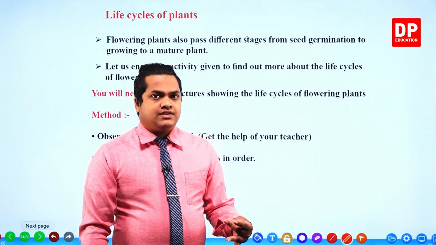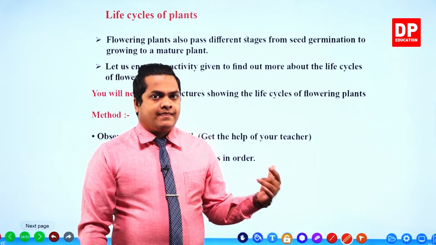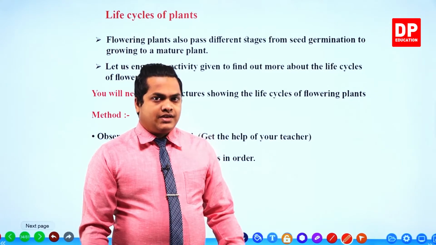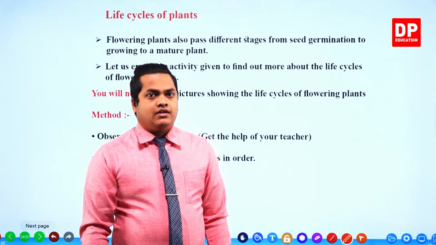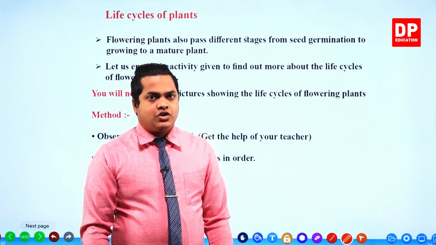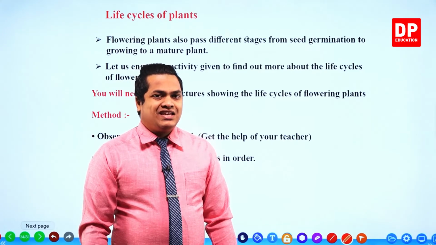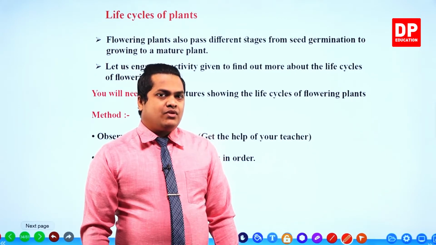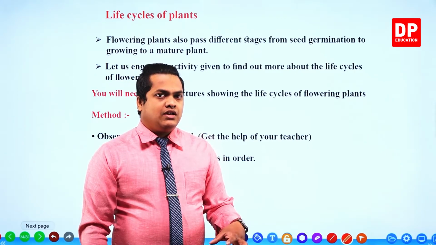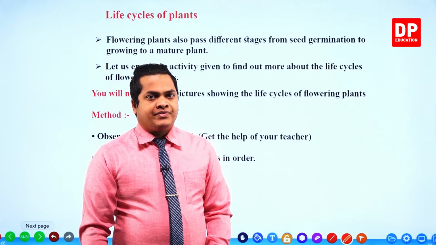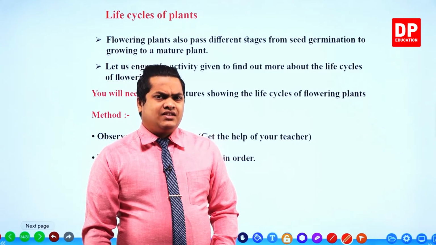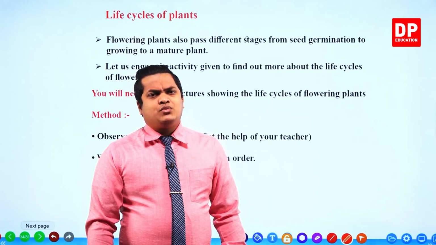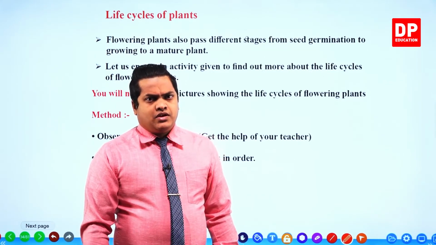Incomplete metamorphosis carried out by the cockroach. So we studied recently about the life cycle of a cockroach, which undergoes incomplete metamorphosis. Okay, so now it's time to study the life cycle of a plant. Unlike the life cycle of animals, the life cycle of a plant is very simple, my dear children.